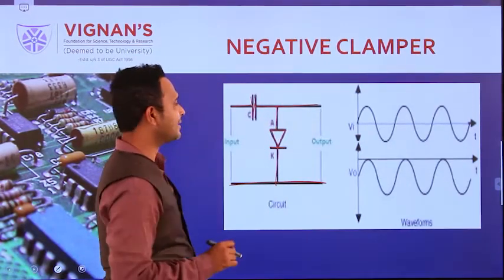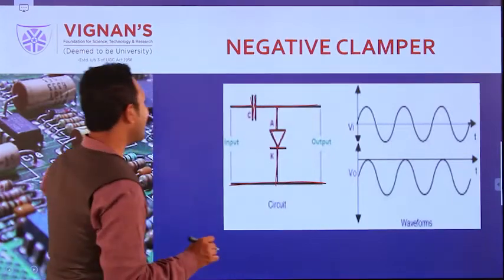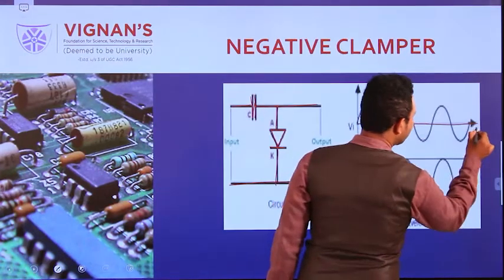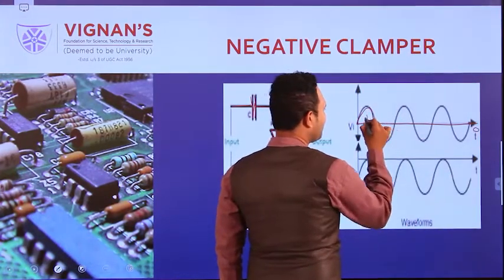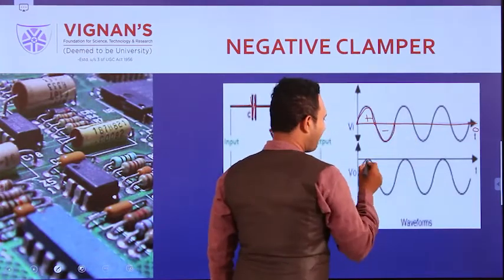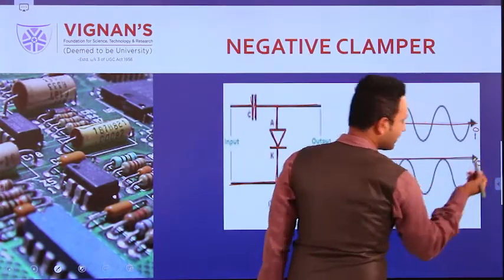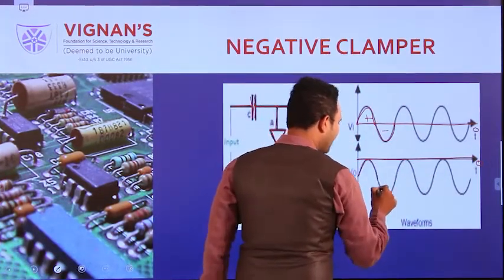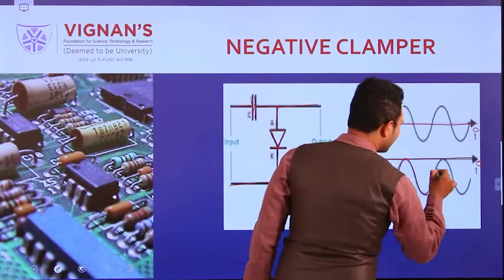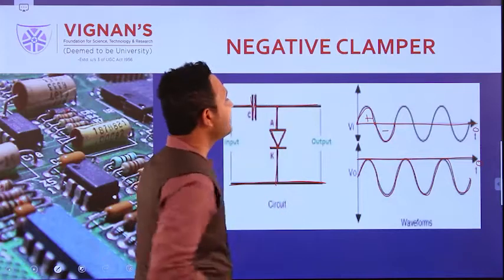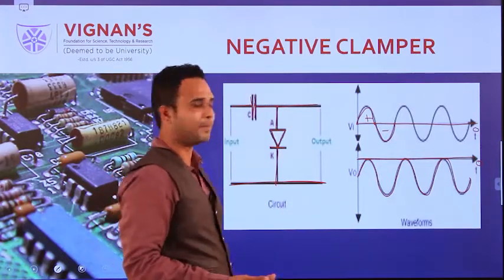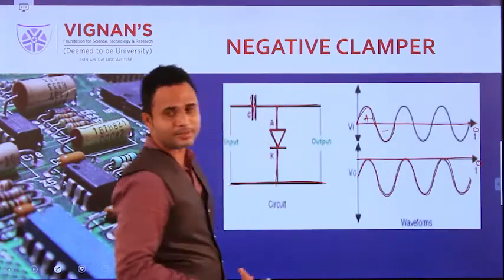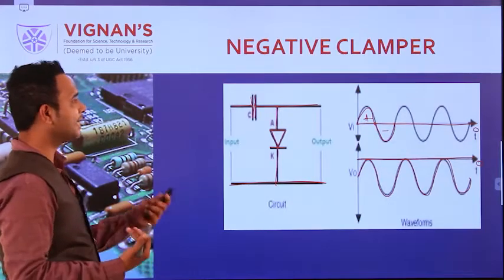How will it work as a clamper? Here our input signal is shown, with the reference voltage at 0. This one is the positive peak and this one is the negative peak. This is the reference voltage at 0, but the positive peak is also coming below the reference. That's why this is called a negative clamper. Negative clamper means the positive extremity is also coming to the negative side.